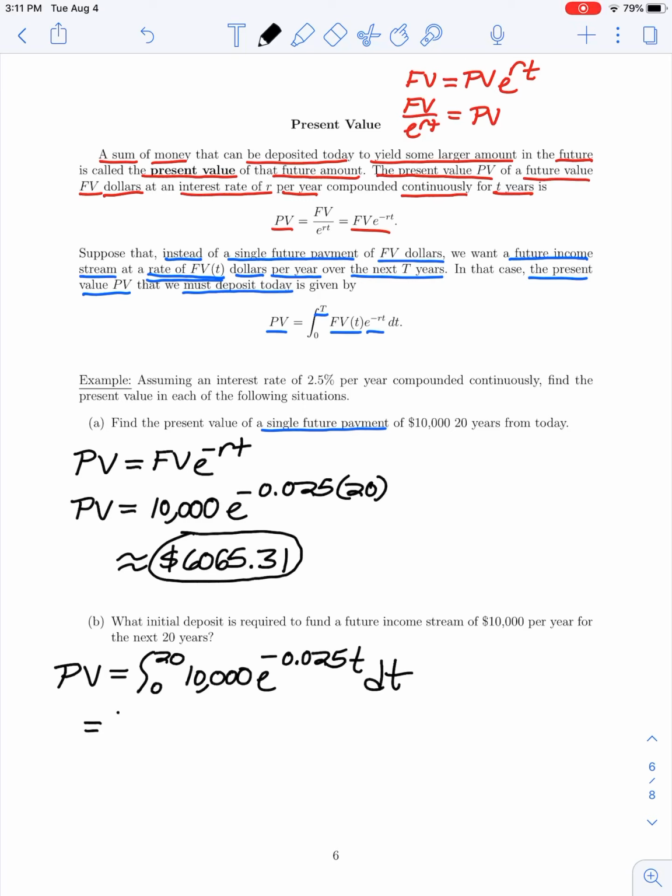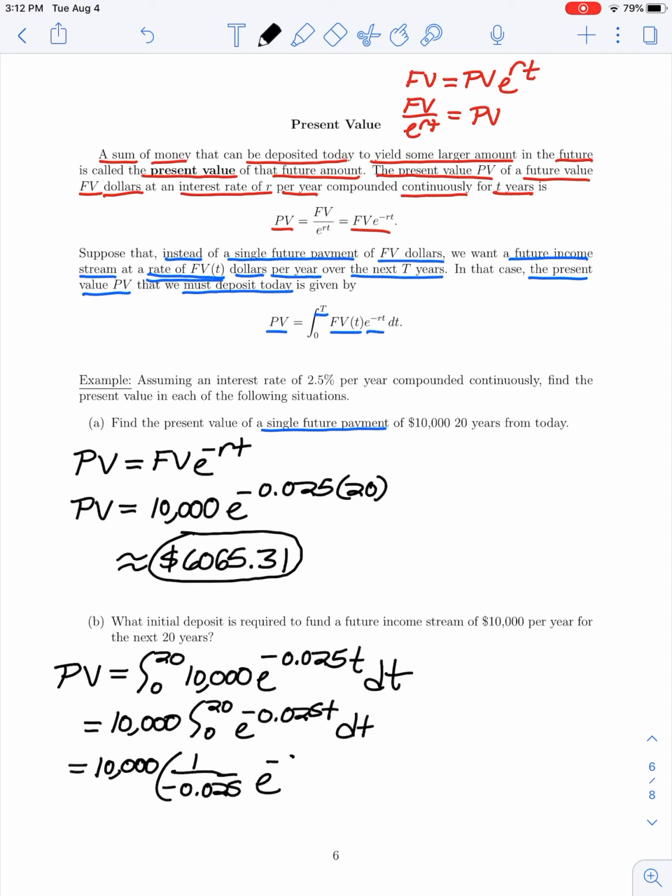So for simplicity, we can pull the constant 10,000 out in front. We have the integral from 0 to 20 of e to the negative 0.025 t dt. So we have 10,000 times our antiderivative, which would be 1 over negative 0.025 times e to the negative 0.025 t, which is then evaluated from 0 to 20.